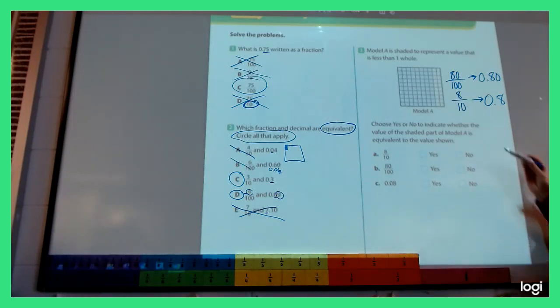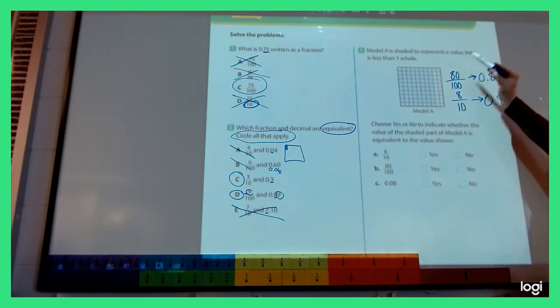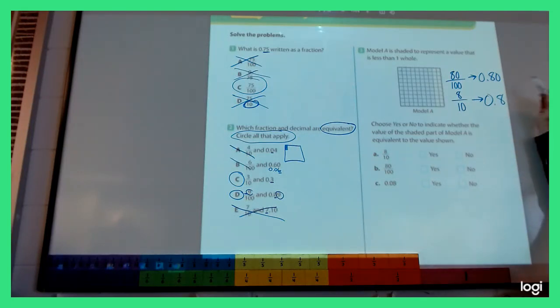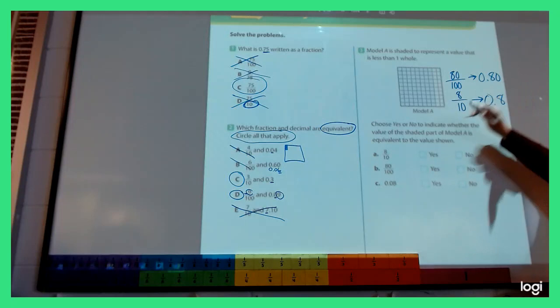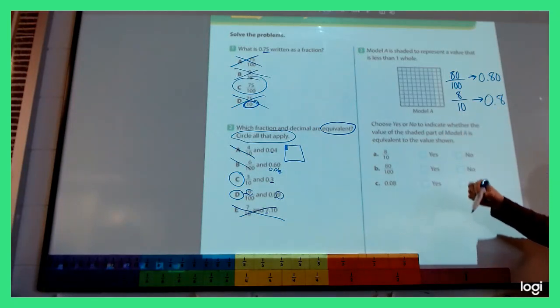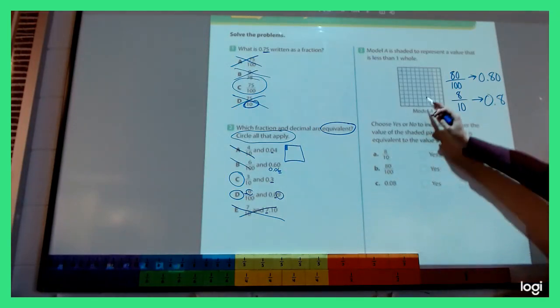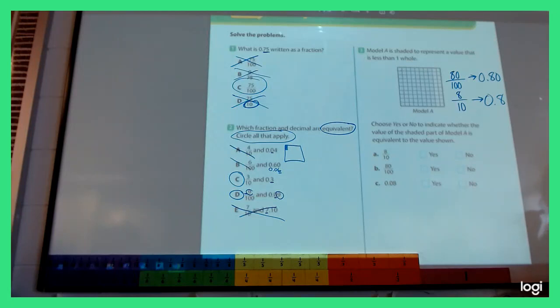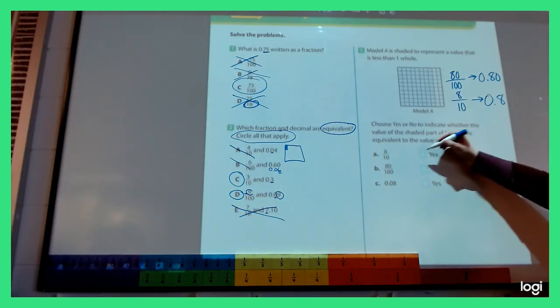All right, so we need to choose yes or no to indicate whether the value of the shaded part is equivalent to what they wrote down here. Do you think this will help me answer my question? Yeah. Okay. So again, you guys, a lot of you aren't really listening. When you take your test, I would do this before you look at your answers. It'll really help. So 8/10, does that show this? Yes. Noah? Yes. Yeah, we know that. I have it written down.